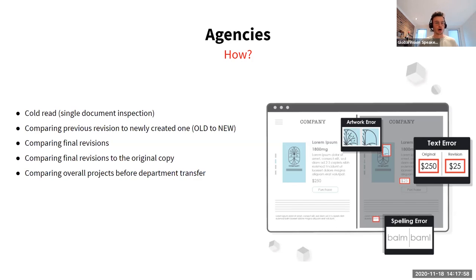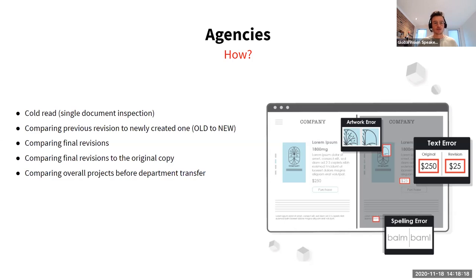Another way that you could start automating is by comparing the previous revision to the newly created one. Some agencies call this old to new. That's another stage where you could start automating. Also, just comparing the final revision. Once you have the final revision, let's say an editorial or the final revision before your client, make sure that we're comparing that back to an approved version.